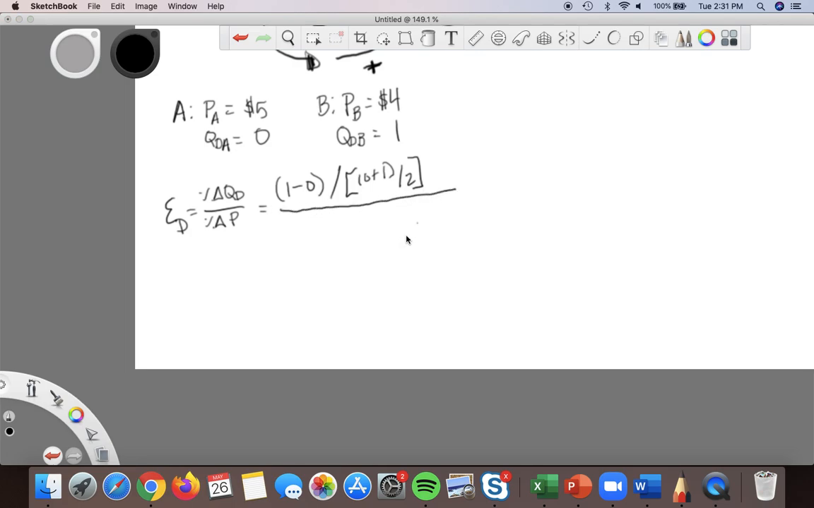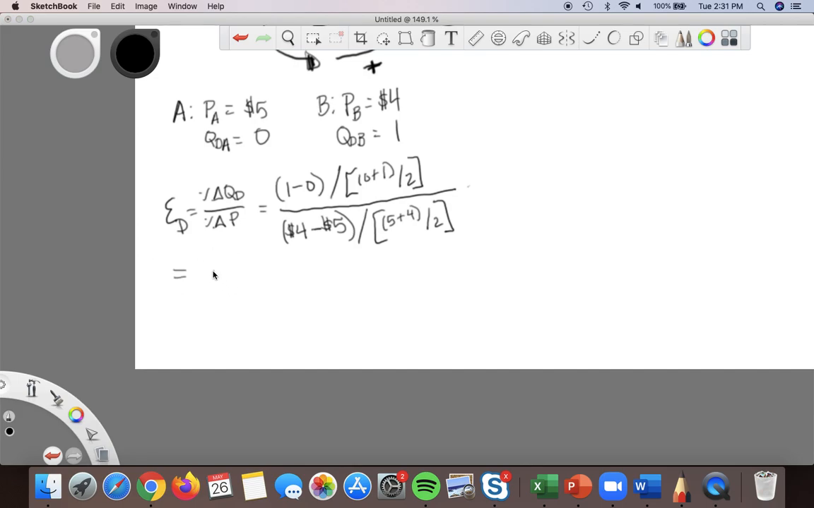And then we're going to do the same for price. So my new price is going to be $4. At point B, the price is $4. And the original price at point A was $5. So we subtract out the old price. And then we divide it by the average. It's going to be 5 plus 4 over 2. All right, now we just have to simplify here.